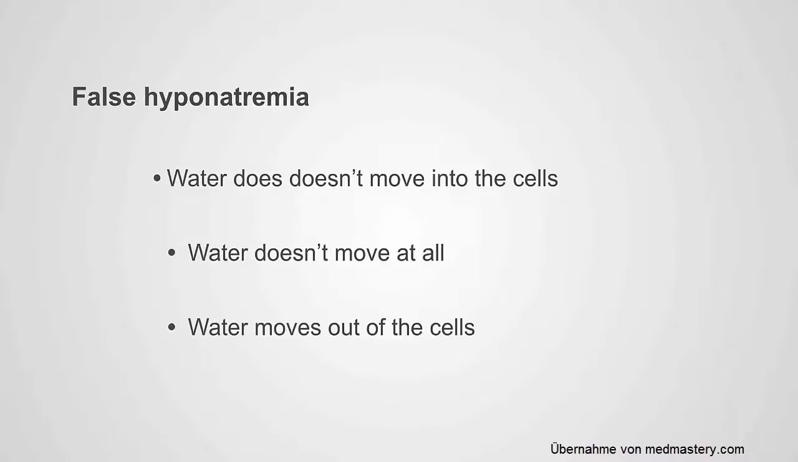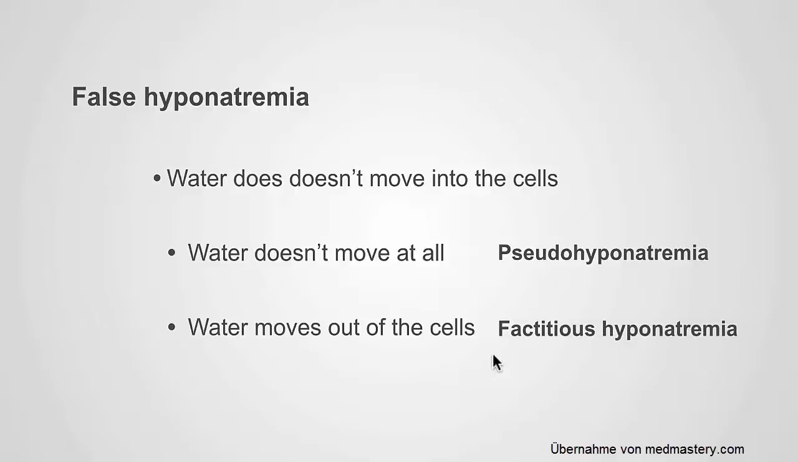There are two varieties of false hyponatremia. In one, the water does not move at all. We call that pseudohyponatremia. And in the other, the water moves out of the cells, and we call this factitious hyponatremia. Let's start with pseudohyponatremia.